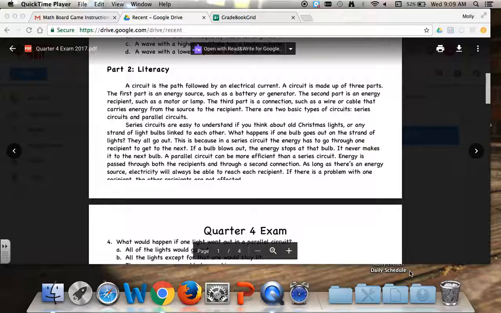A parallel circuit can be more efficient than a series circuit. Energy is passed through both the recipients and through a second connection. As long as there's an energy source, electricity will always be able to reach each recipient. If there is a problem with one recipient, the other recipients are not affected.